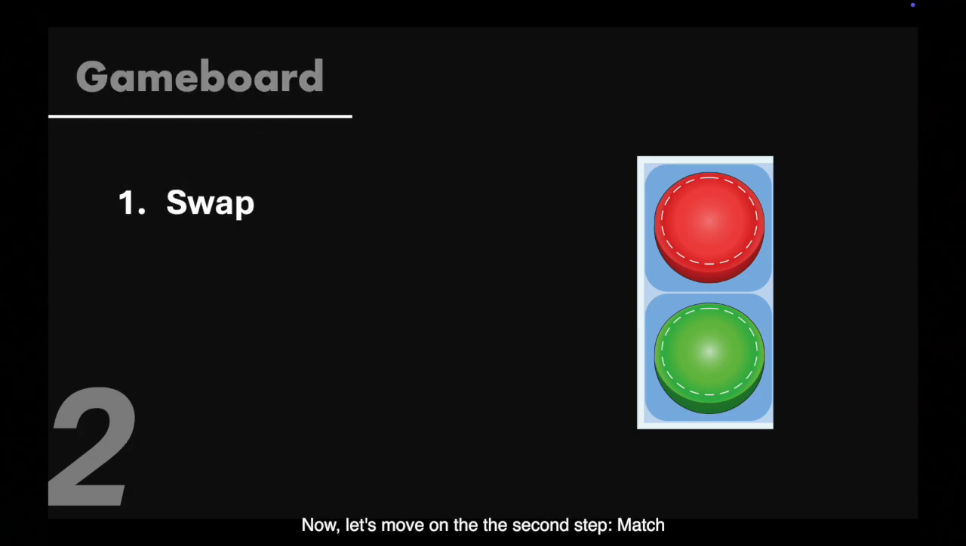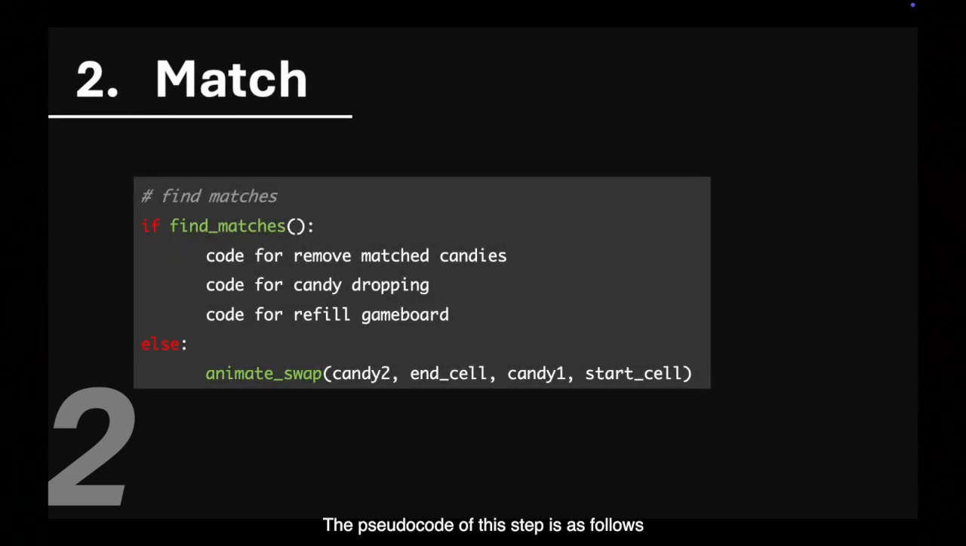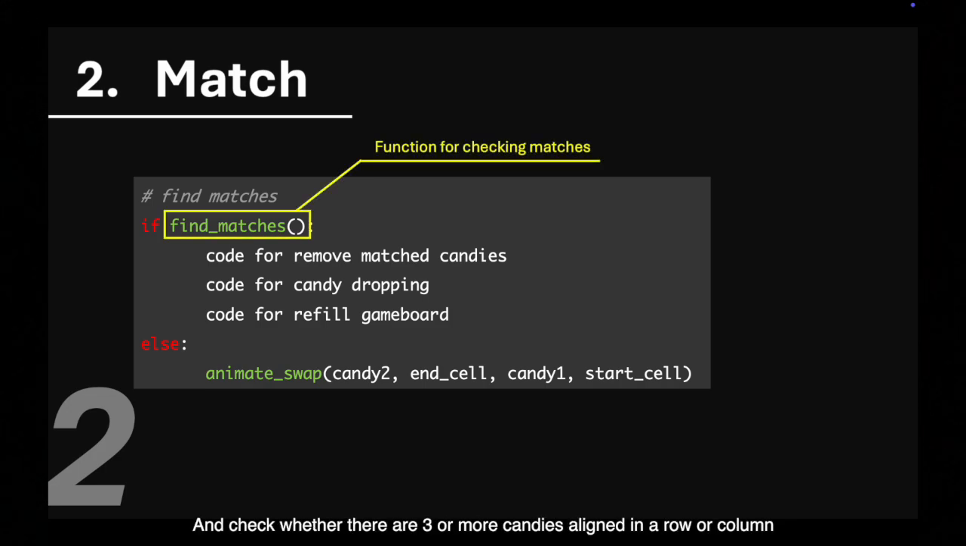Now let's move on to the second step, match. The pseudocode of this step is as follows. I designed the find matches function to scan all 36 cells of the game board and check whether there are 3 or more candies aligned in a row or column.